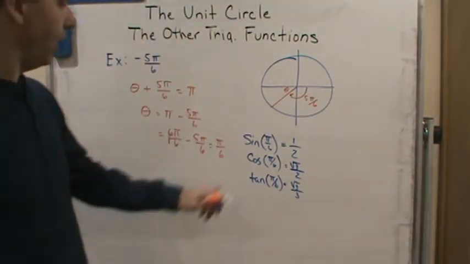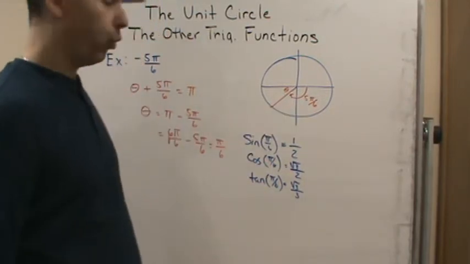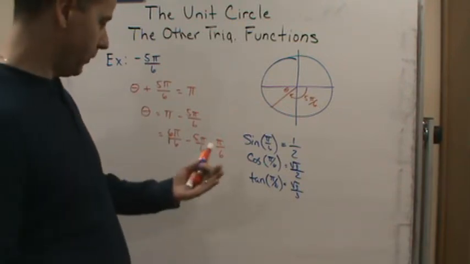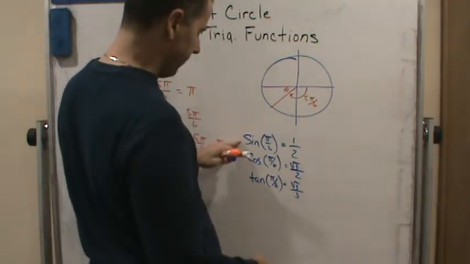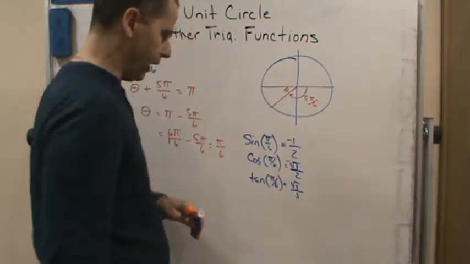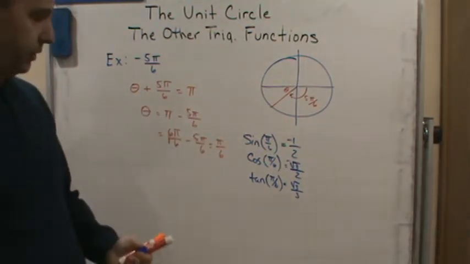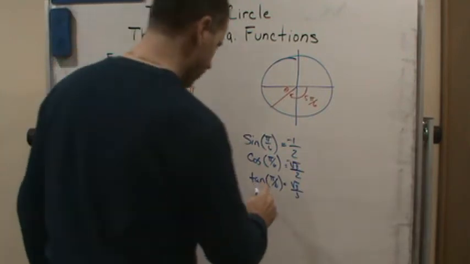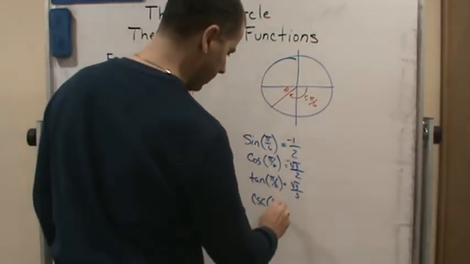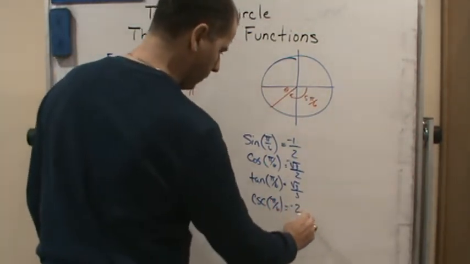Now notice that we're in the third quadrant. So again, what is positive in the third quadrant? Tangent and cotangent. That means sine is negative and cosine is negative. The only two that are positive in the third quadrant are tangent and cotangent. The rest of them are negative. So cosecant is the reciprocal of sine, so cosecant of pi over 6 is equal to negative 2.